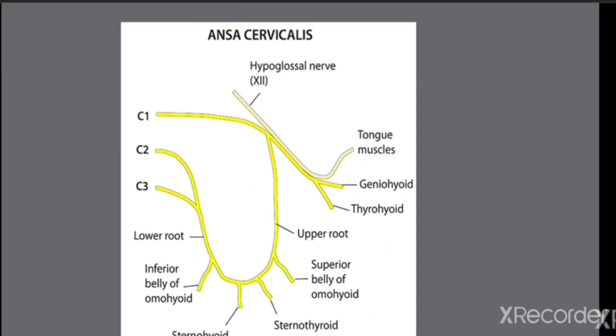And this is the ansa cervicalis formed by the descendens hypoglossi, that is the inferior branch of the hypoglossal nerve, that is the 12th cranial nerve, and C1 spinal nerve, and the inferior root is made up of C2 and C3 spinal nerves.